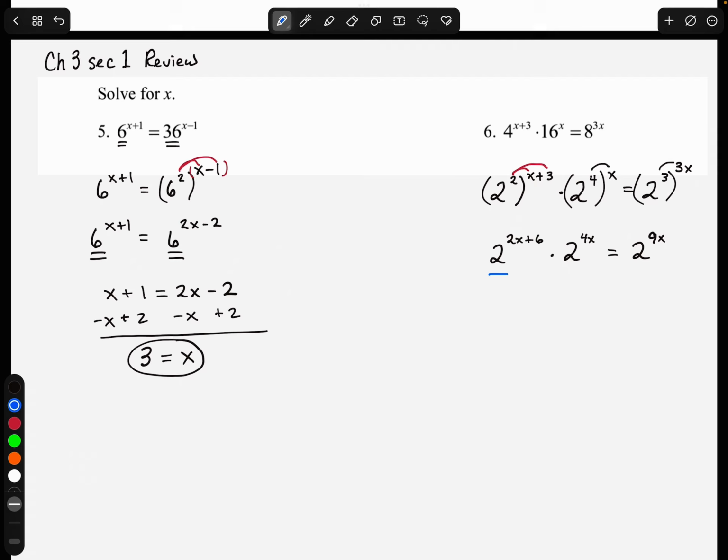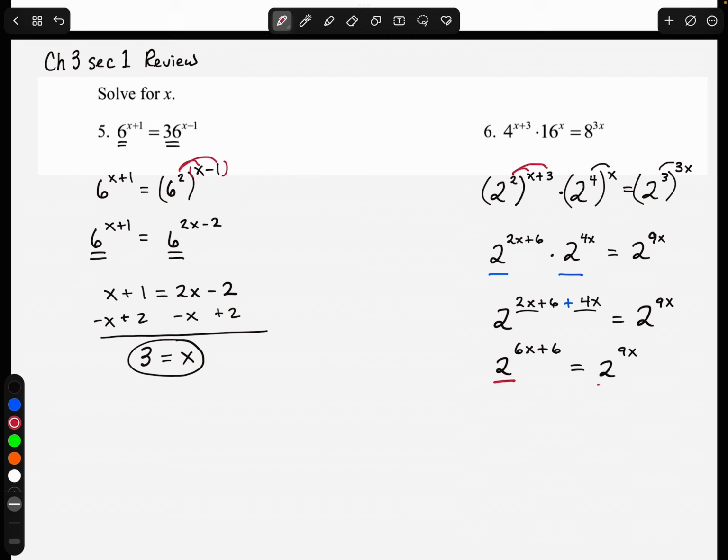Now we still have another exponent rule that we have to work on, because we're multiplying two numbers of the same base, so we're going to add the exponents. So this would be like saying 2 to the power of 2x plus 6 plus the 4x. And that equals 2 to the power of 9x. So once we combine our like terms up on the top, we have 2 to the power of 6x plus 6 is equal to 2 to the power of 9x.